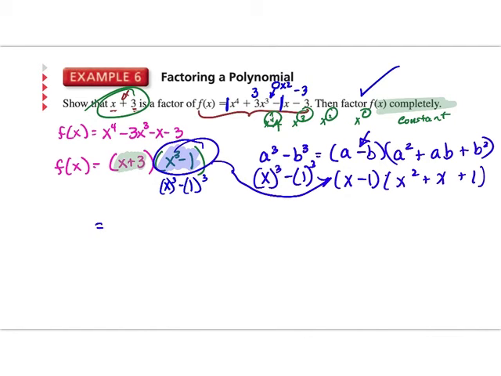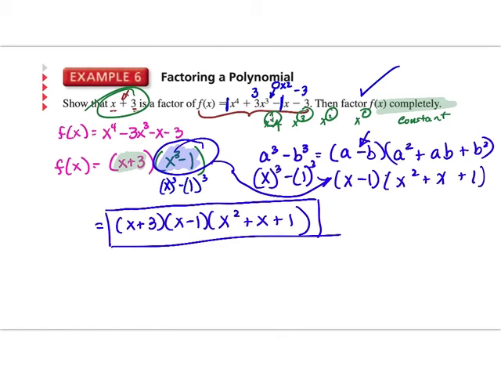So our final factorization: the x plus 3 was a factor. Now x minus 1 is also a factor, as well as x squared plus x plus 1. And that is the complete factorization of that original polynomial way up here.